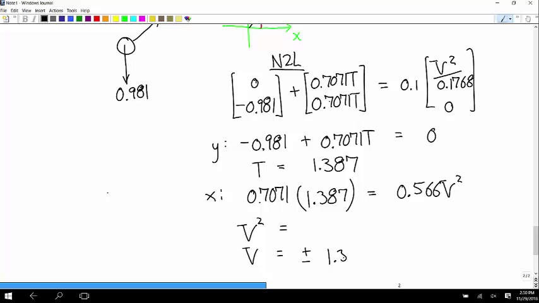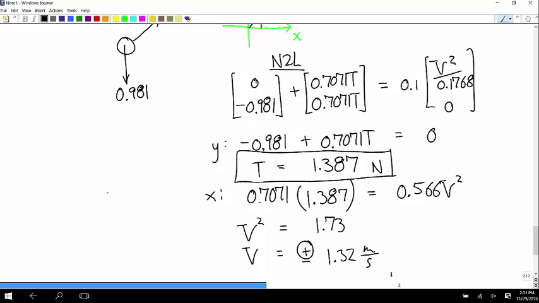That's the final one, right? 1.32 meters per second. Is that right? And so v, I think you divided the wrong way. 1.73. Okay. And then take the square root. You get a positive or negative. We want the positive. So the cable tension is 1.387 newtons, and the speed is 1.32 meters per second.